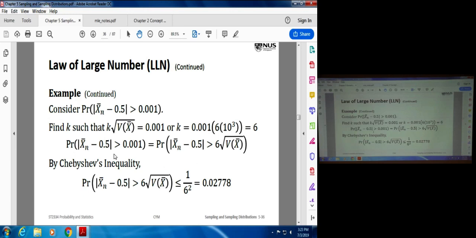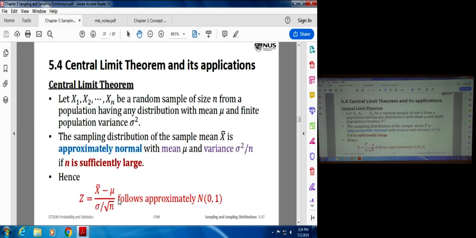There are other ways you can do it. Chebyshev's inequality is not very sharp in this example, actually. There is a better inequality to use, but it's not important.